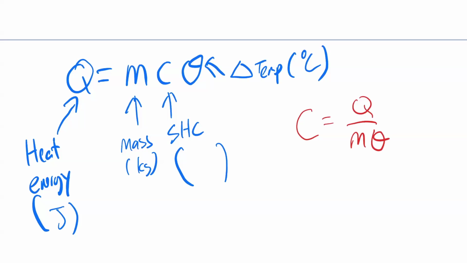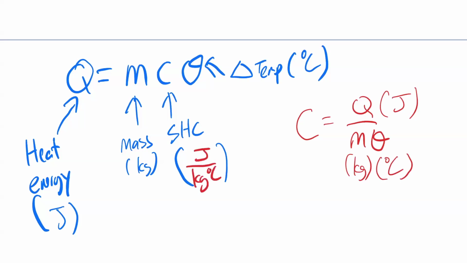Because of this, I know that Q is in joules, M will be in kg, and theta will be in degrees Celsius. Based on this, I know that specific capacity is joules per kg degree Celsius. And this is how you recall the units for random things that you are not supposed to remember. You can derive it yourself from here. Understand? This is a very important concept, by the way.